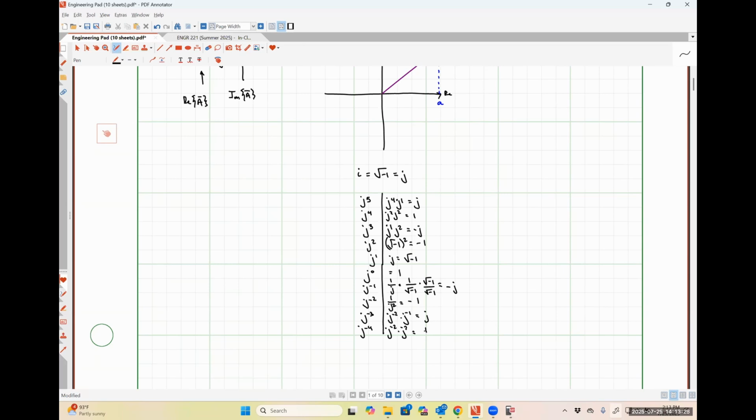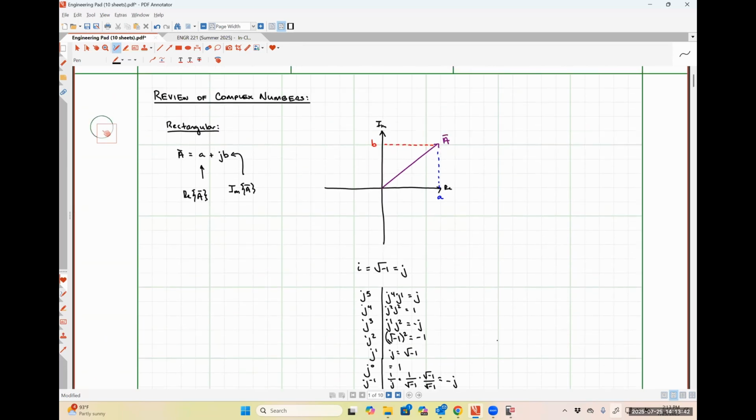So essentially, it's just these 4 values repeating over and over again. And if your calculator gives you a math error, just continue to add or subtract 4 until it doesn't. Okay. So, getting back to actual complex numbers instead of just imaginary numbers.